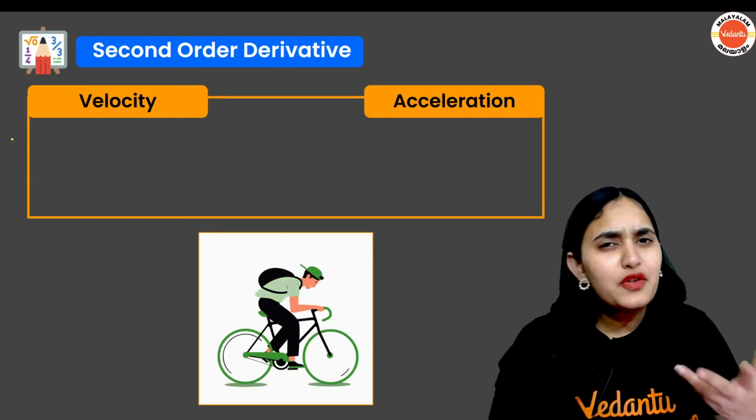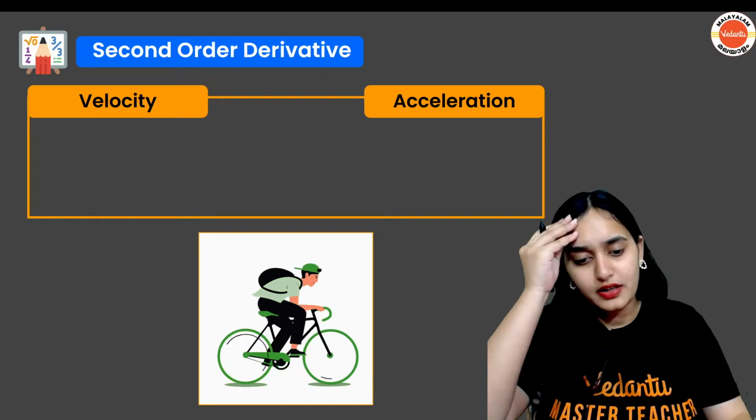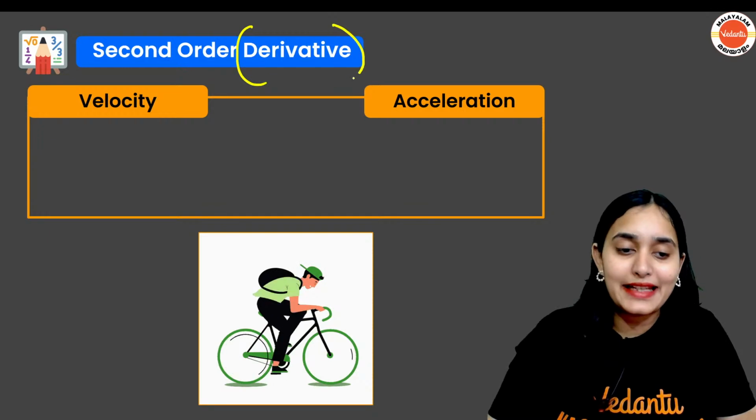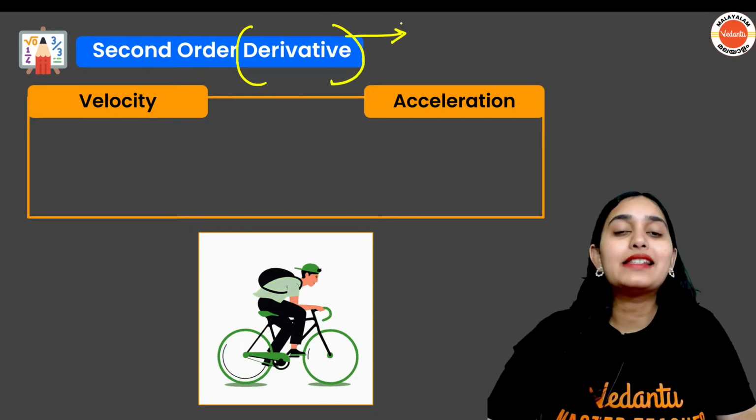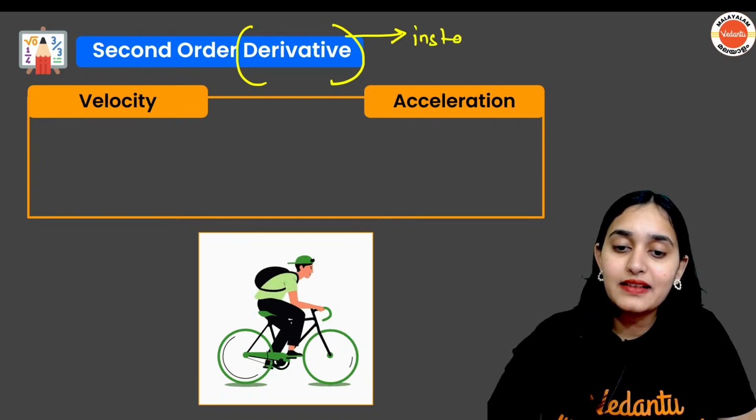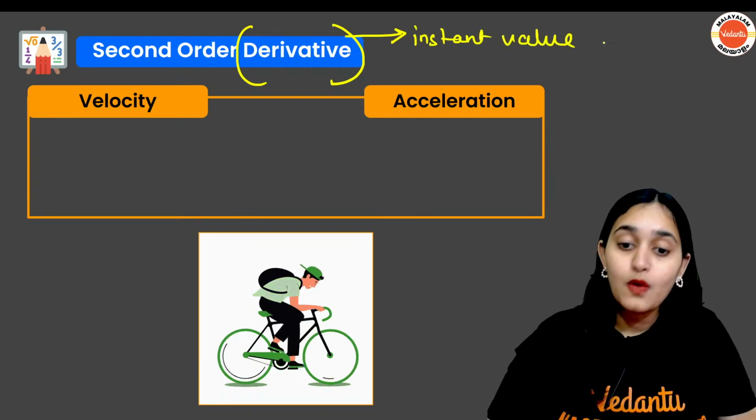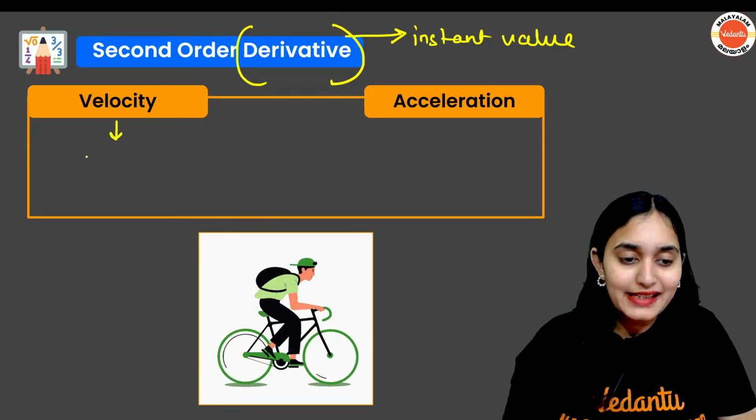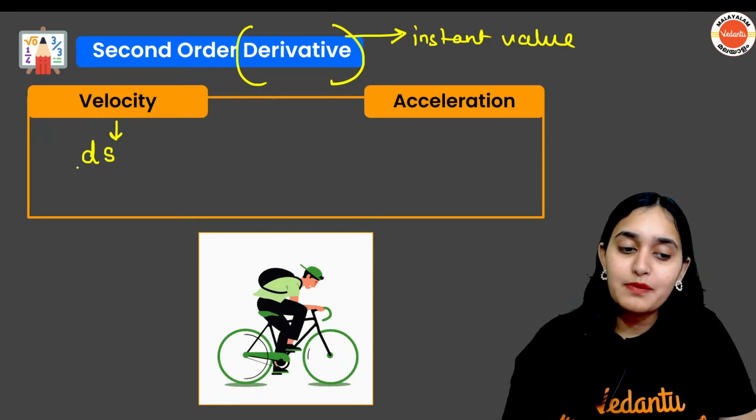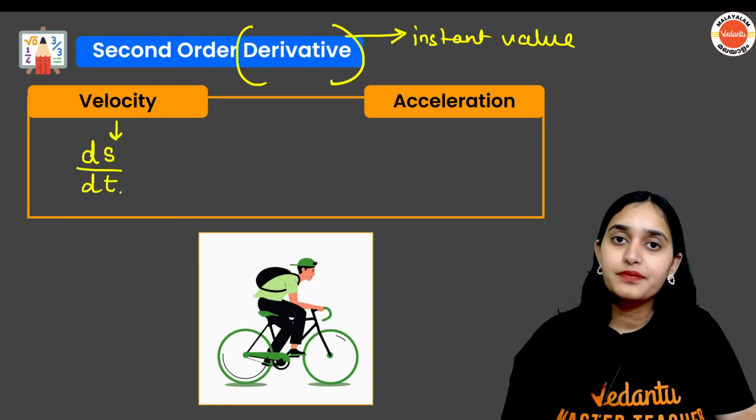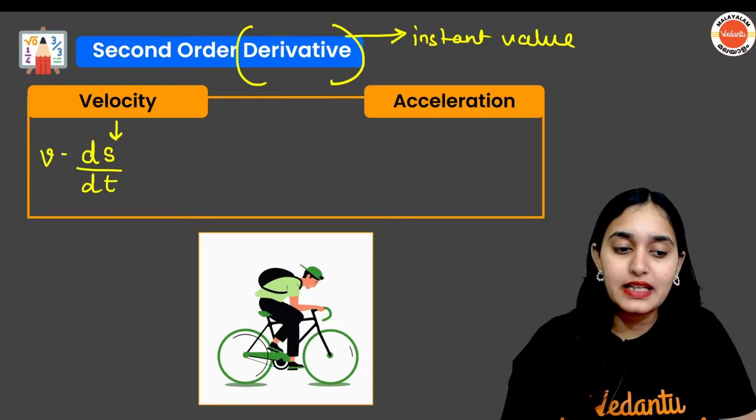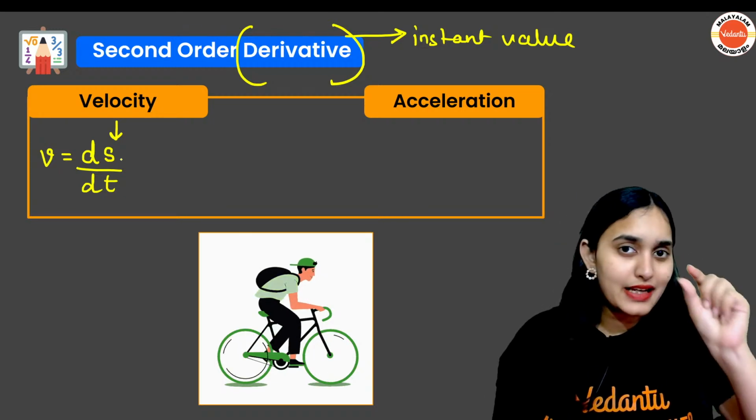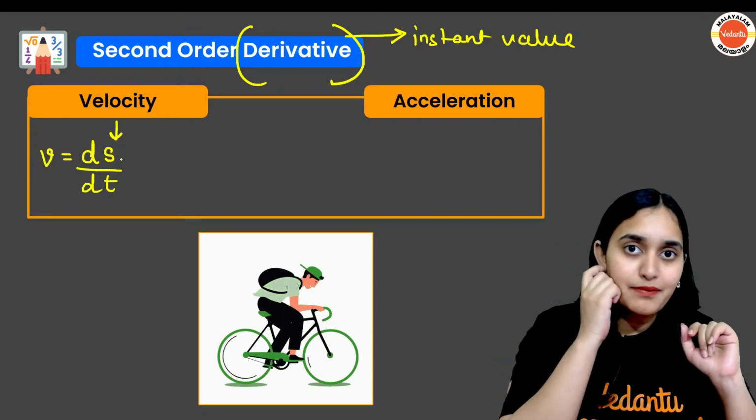Now, why do we need to find out second order derivative? Have you ever thought? Why do we find out derivatives first of all? So, what is a derivative? A derivative tells us basically instant value. For example, what is velocity? Velocity is instant displacement with respect to time, isn't it? Velocity is the change in the distance with respect to time, right?